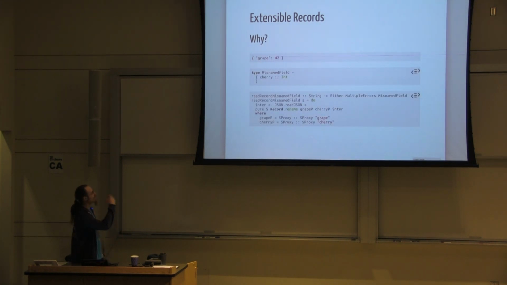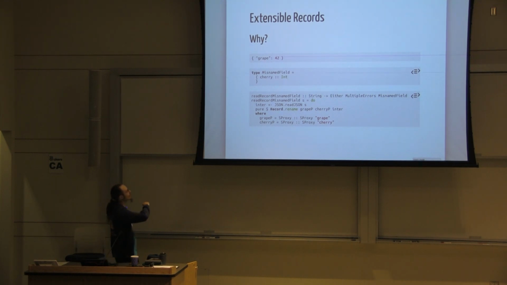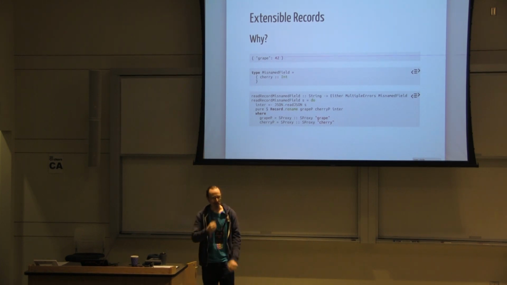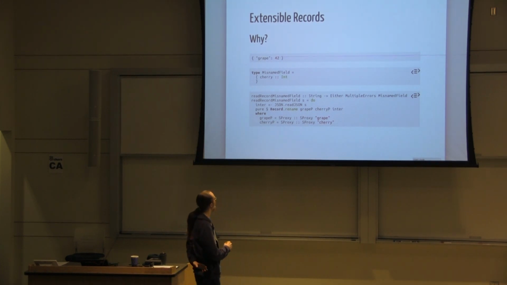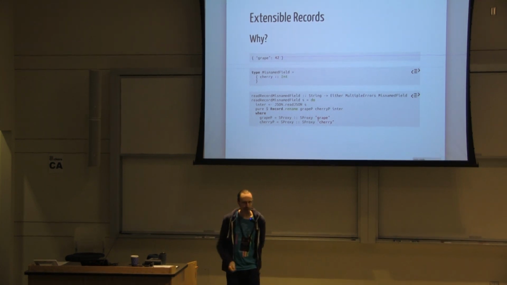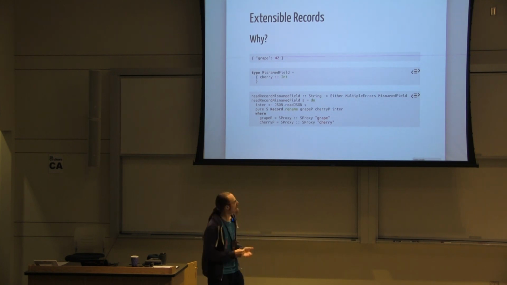So why would you actually want extensible records? This is an example from simple JSON, a JSON library for PureScript. And he basically makes the point you are parsing JSON, but you have one field which is incorrectly named. So in your JSON, it's actually called grape, but you want to read it into the field cherry because that's what you need to send forward.